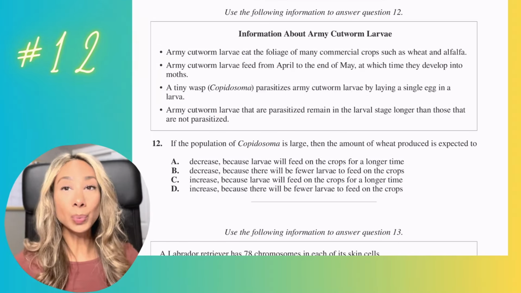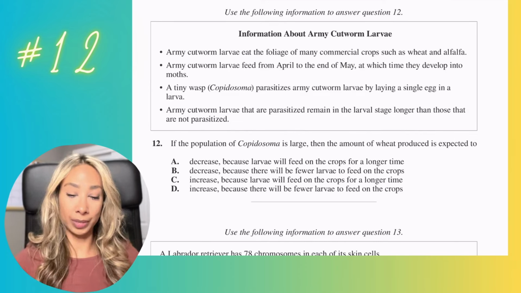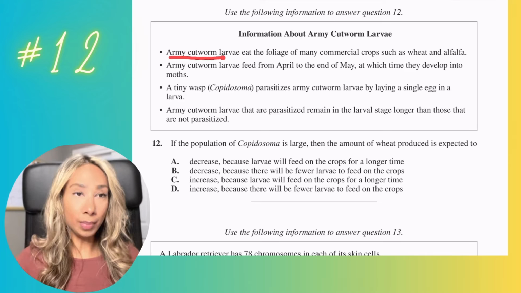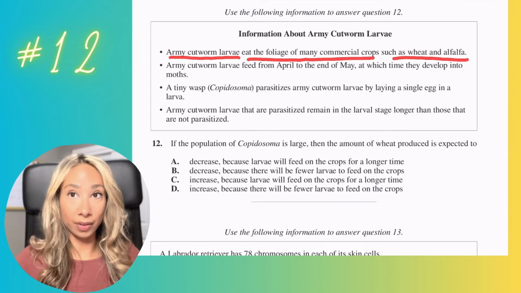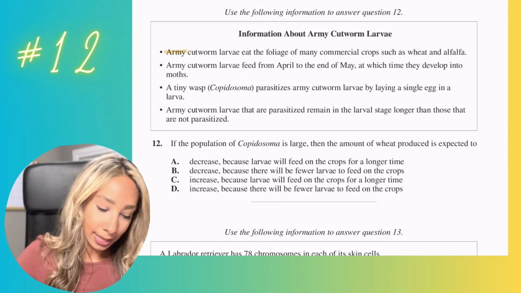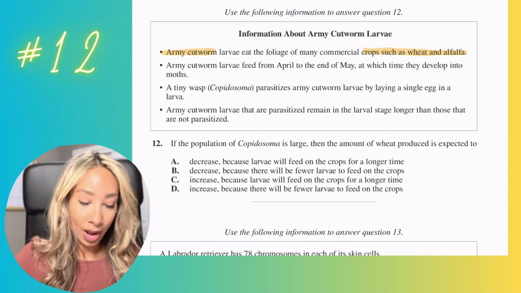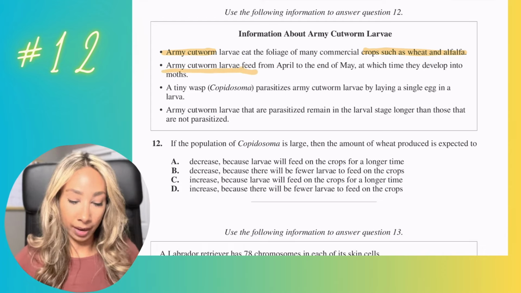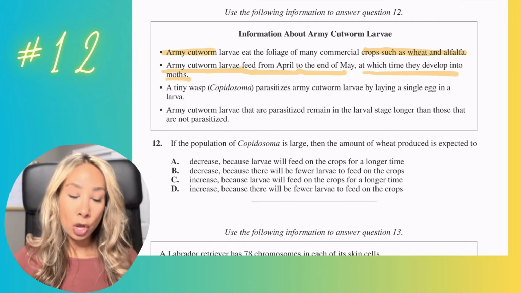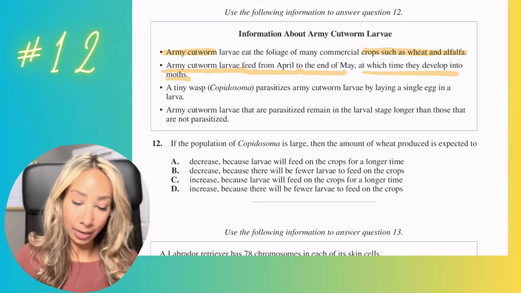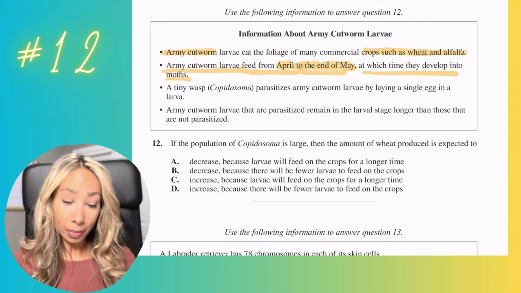Okay, number 12 here. So this one is a little bit lengthy in reading it. So let's just read each point together and then we'll apply it to the question. So the first point says, army cutworm larvae eat the foliage of many commercial crops such as wheat and alfalfa. So what that's trying to say is that these army cutworm, they basically eat our food, if they get a chance to, I should say. The second point says army cutworm larvae feed from April to end of May, at which they may develop into moths. So again, that just means that that's the season from April to the end of May is where they might actually be feeding a lot.